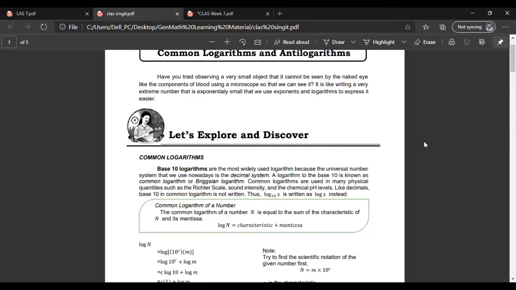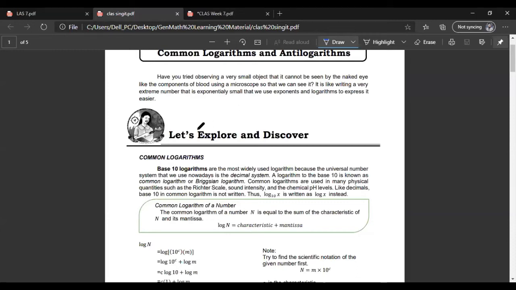Why? Because the universal number system that we use nowadays is the decimal system. Di ba? We have decimals. And decimal, from the Latin word deci, its prefix is deci, meaning 10. Am I right? Di ba 10? Ibig sabihin po, our number system is base 10. Bakit nga po siya, sir, base 10?